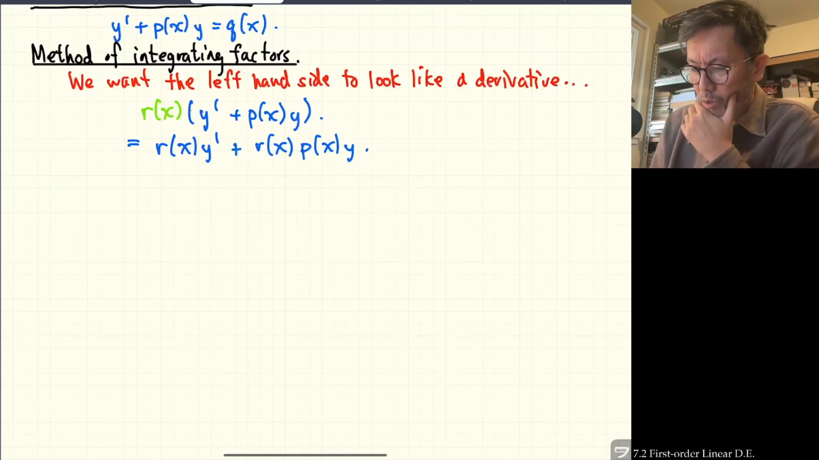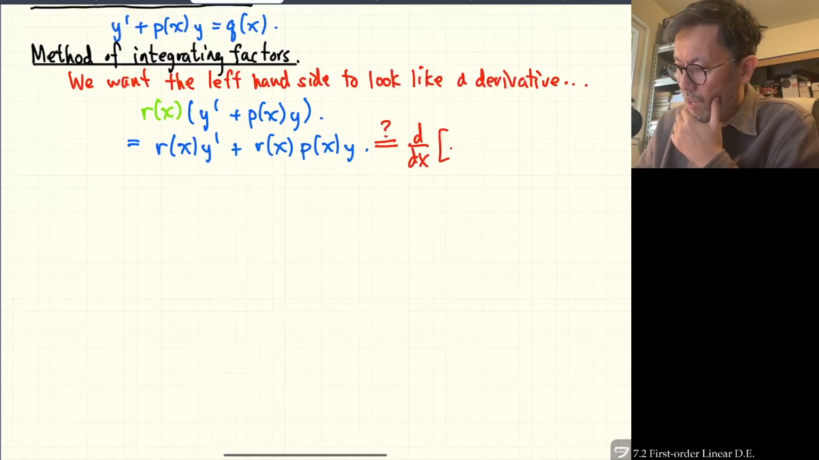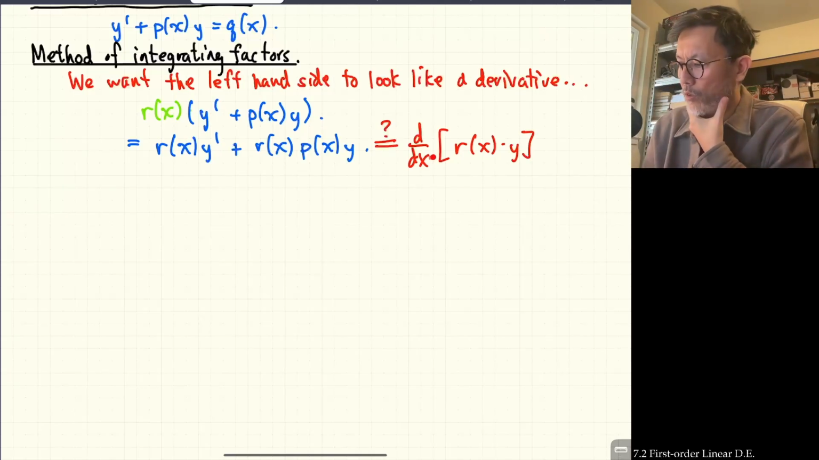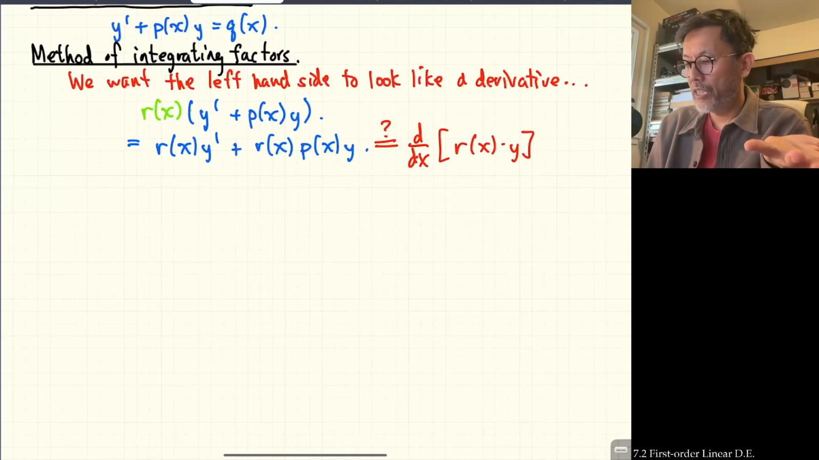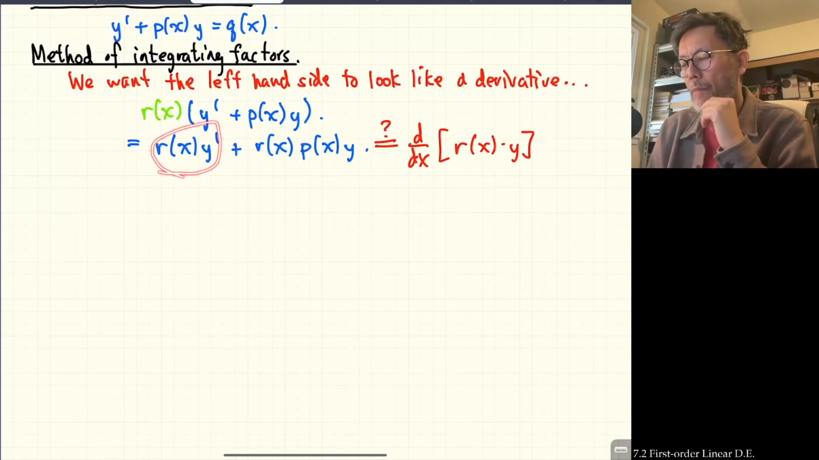So maybe I'll write it as a question: could this be equal to the derivative d/dx of r(x) times y? The reason I say that is because if you take the derivative of r(x) times y, you're going to use the product rule, like I said. You leave the first part alone and take the derivative of the second. That's r(x) times y prime. Okay, that takes care of this term.